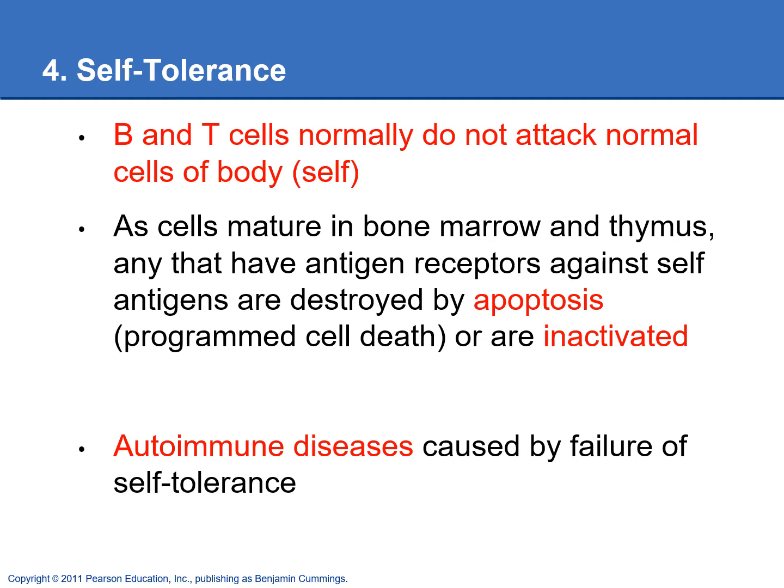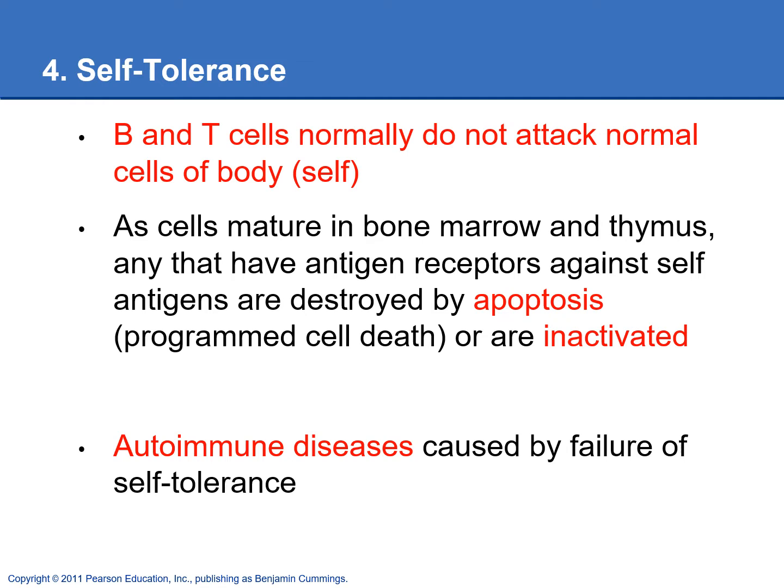And then the fourth thing with the B and T lymphocytes is they have what's called self-tolerance. So we don't want them to recognize any of our body parts and start attacking them. So as the B and T lymphocytes are made, it's just random what type of receptor they make and what they recognize. And some of them actually do recognize body parts.